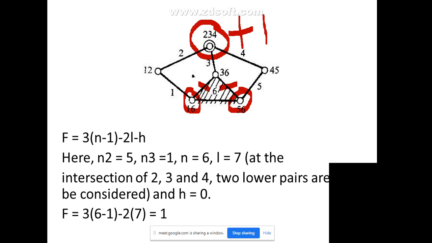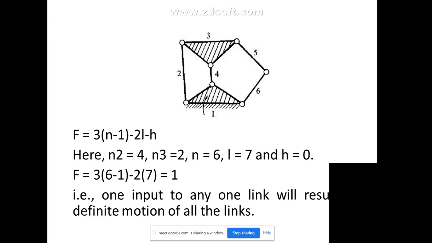So you do the trial. You understood the method, no? If hatching is there, or if hatching is not there, then you do the trial.